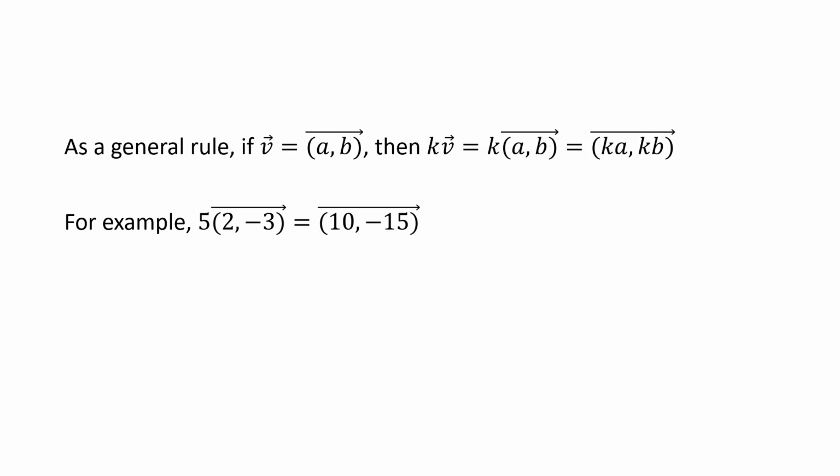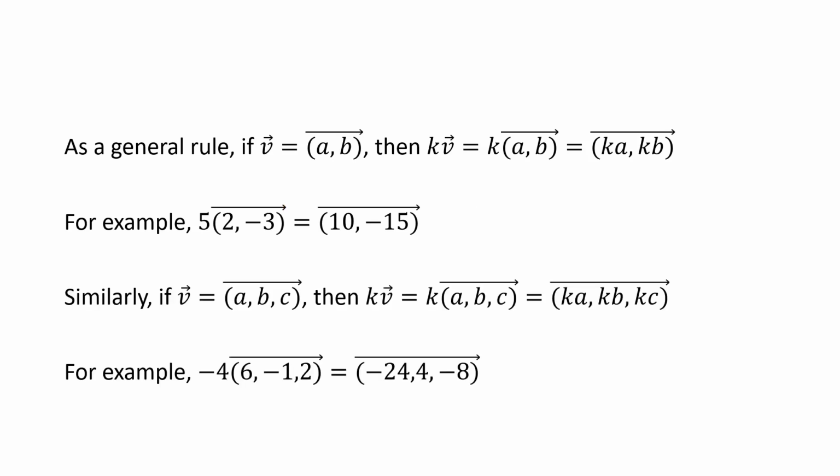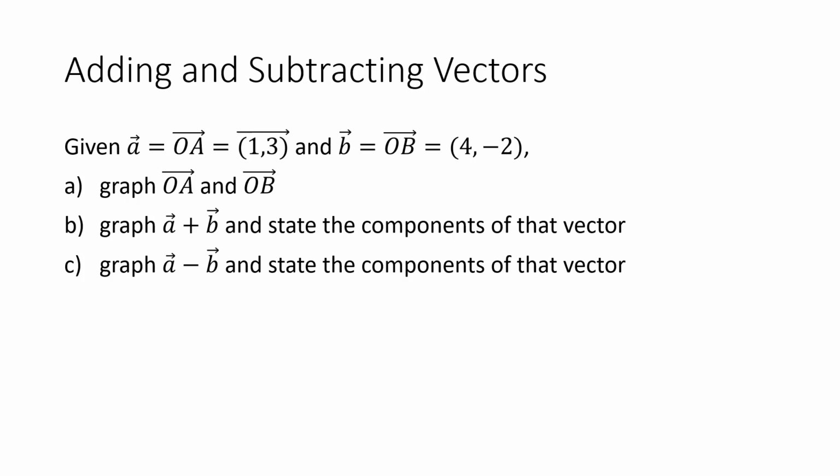Now, as a general rule, the distributive property works in the following sense. If I have a vector v, which is equal to a, b, then kv, in other words, k times the vector a, b, will be equal to the vector ka, kb. So for instance, 5 times the vector 2, negative 3 will equal the vector 10, negative 15. You just distribute in that 5 to each of the two components. Very user-friendly. And it works in three dimensions as well. So if I want to multiply negative 4 times a particular three-dimensional vector, I can just multiply each of those components by negative 4. Very user-friendly.